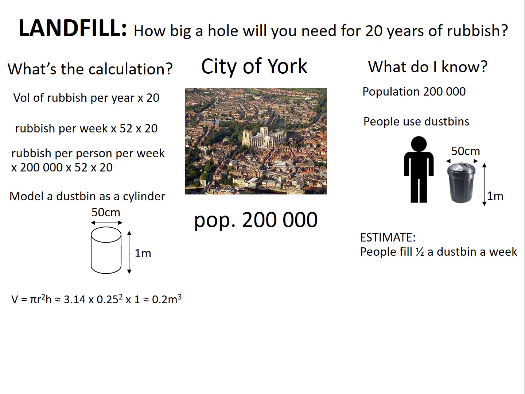We now have each individual filling half a dustbin a week, so the calculation we need to do is this one. Half of the volume of a dustbin times the number of people in York times the number of weeks in a year times the number of years the landfill site has to last. That is a pretty big number, 20,800,000 metres cubed. How big a hole in the ground is that?